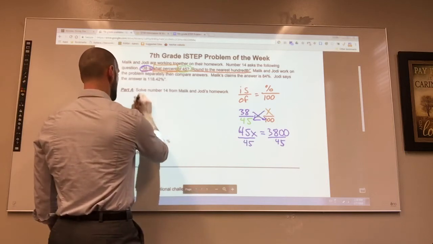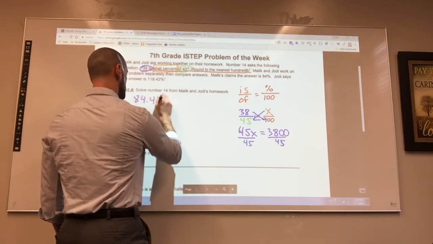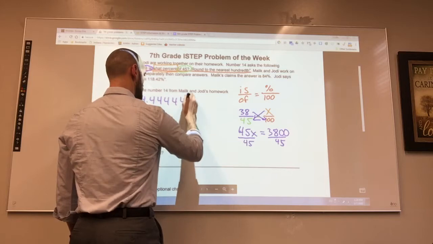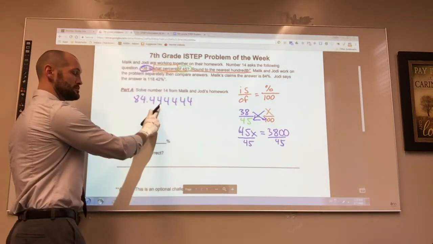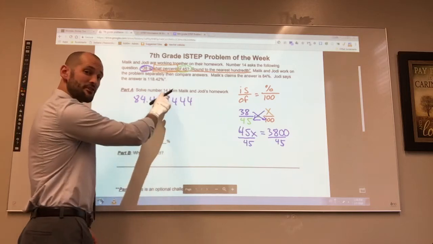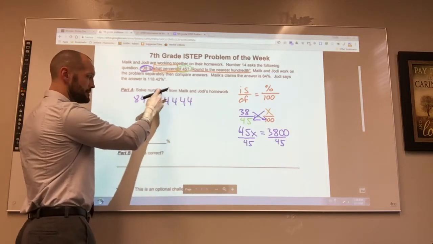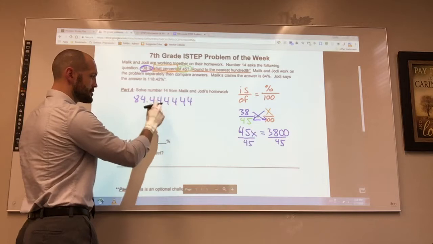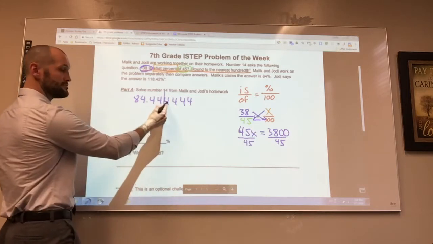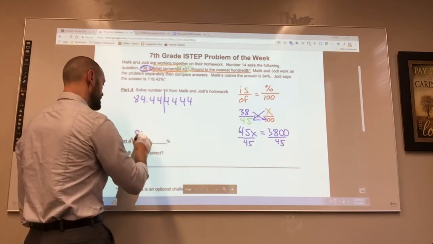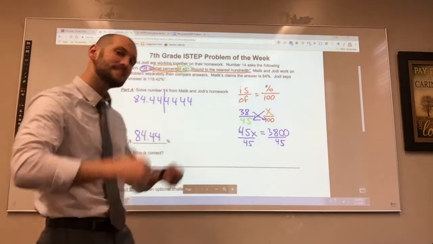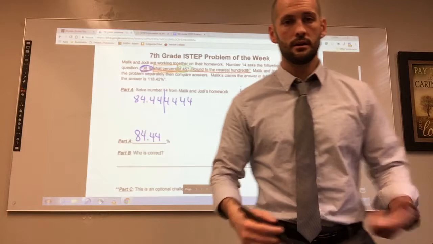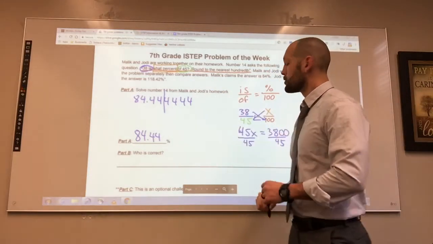So if I'm looking at it and I have 84.4444444, this will get old, right? I round to the second decimal place, which means I look at the third. If it's 5 or higher, this number goes up 1. If it's 4 or lower, it stays where it is. You'll notice it's 4 or lower, so this stays. 84.44. And that is the correct answer to their problem, number 14.